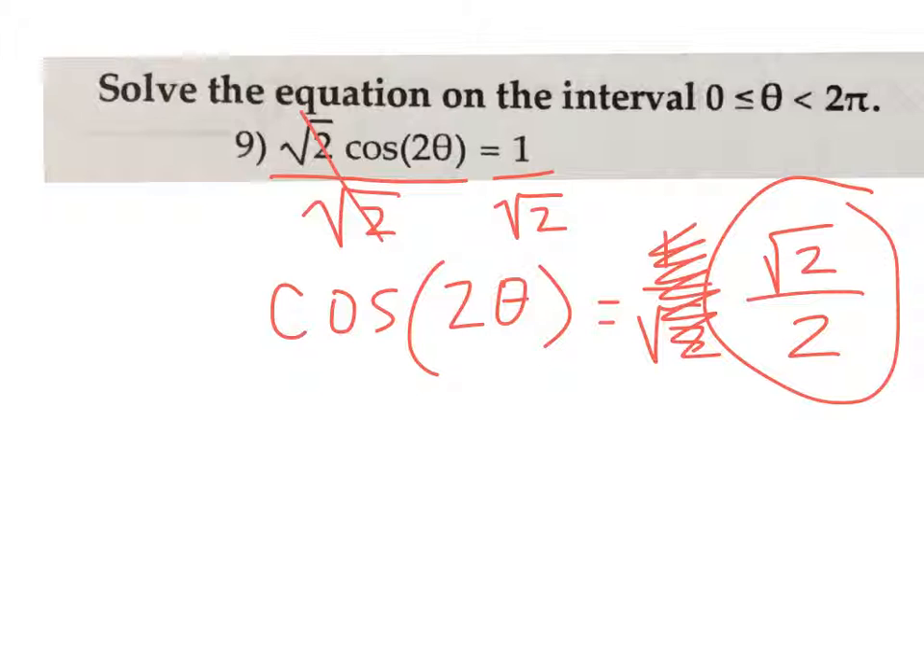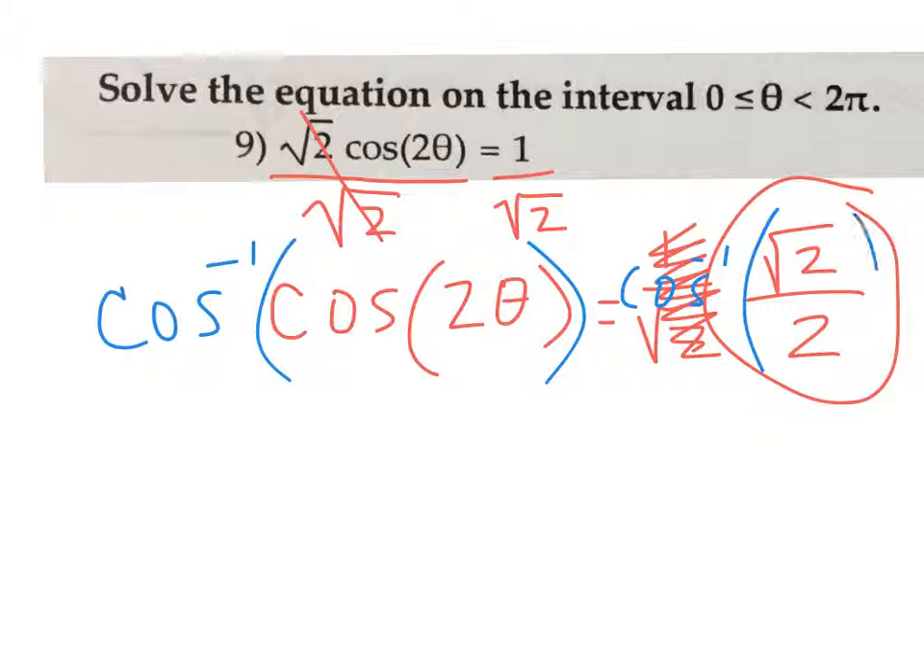Because now I have to get rid of the cosine, and I get rid of the cosine by taking the inverse, or the arc cosine, some of you might call it that, of both sides. So on the left, the cosine and the arc cosine cancel each other out. So we're left with 2 theta.